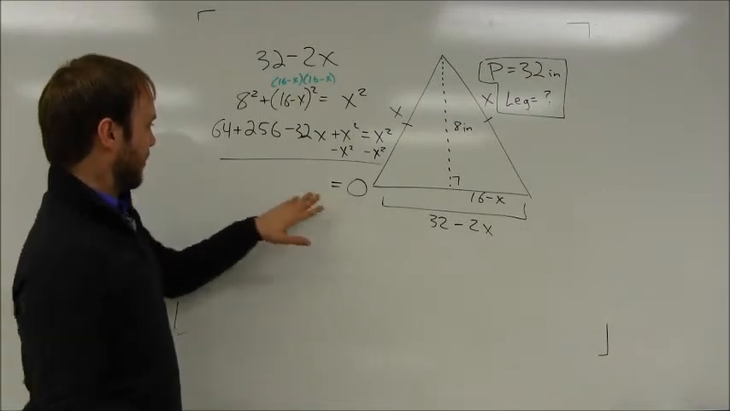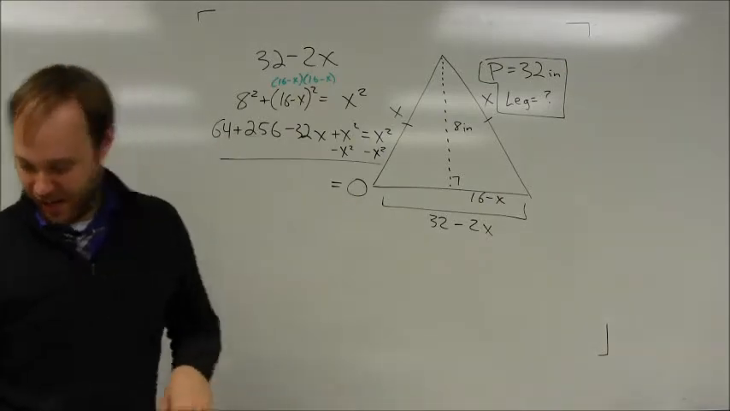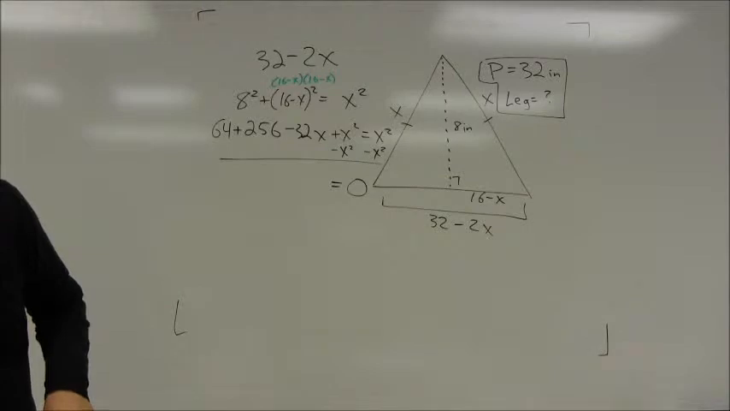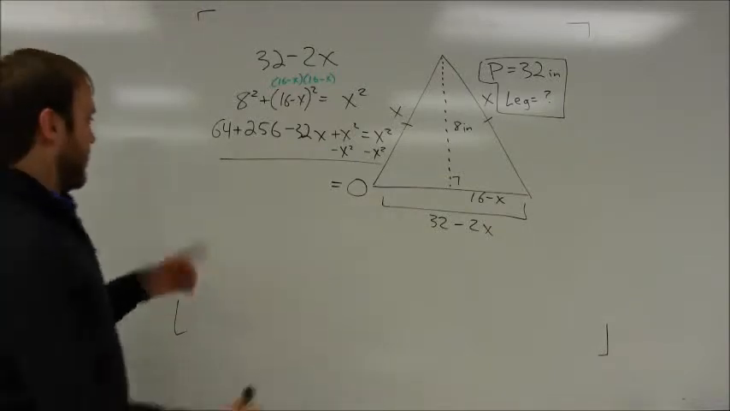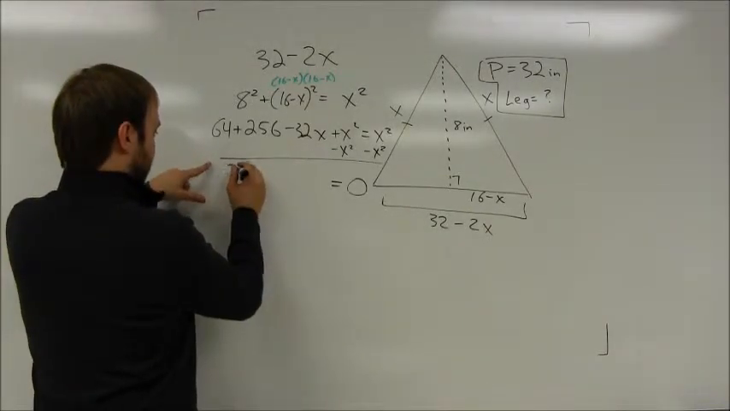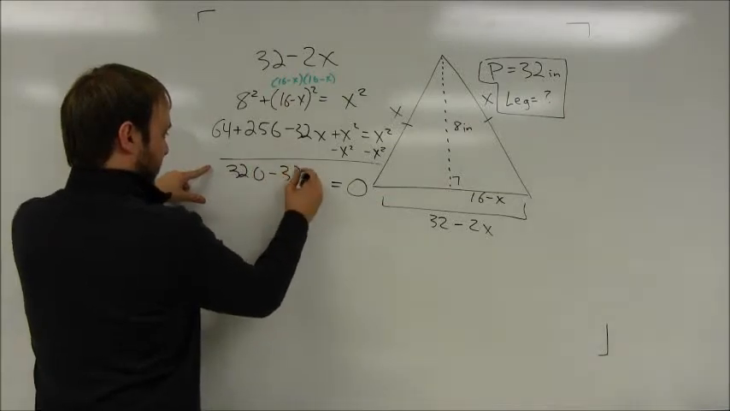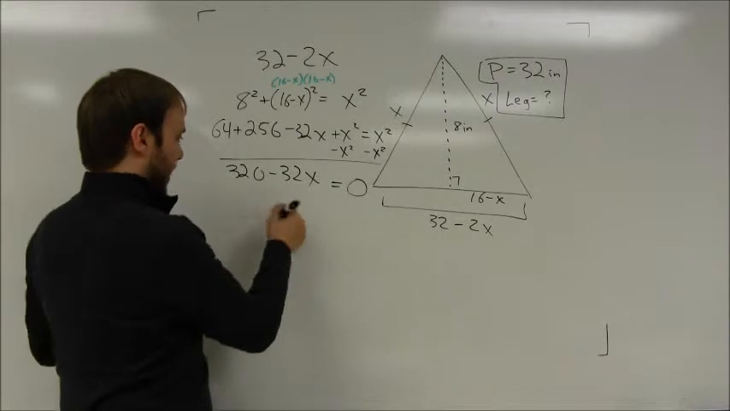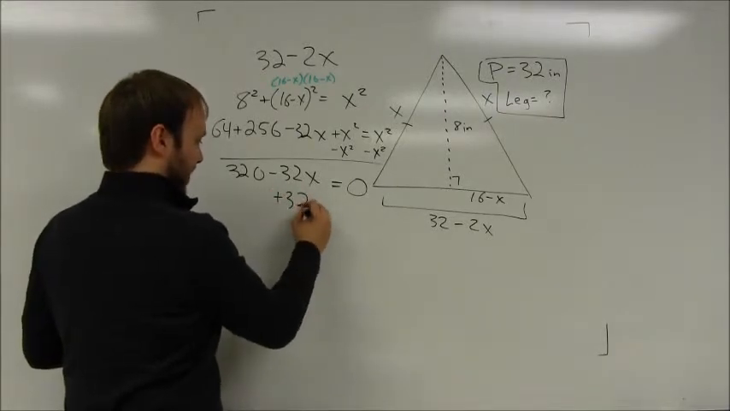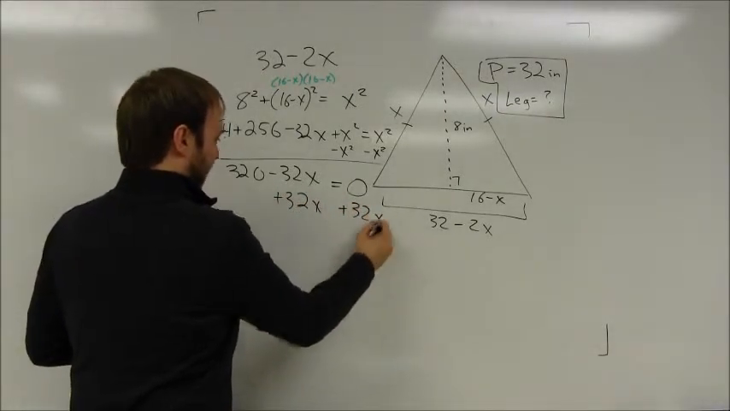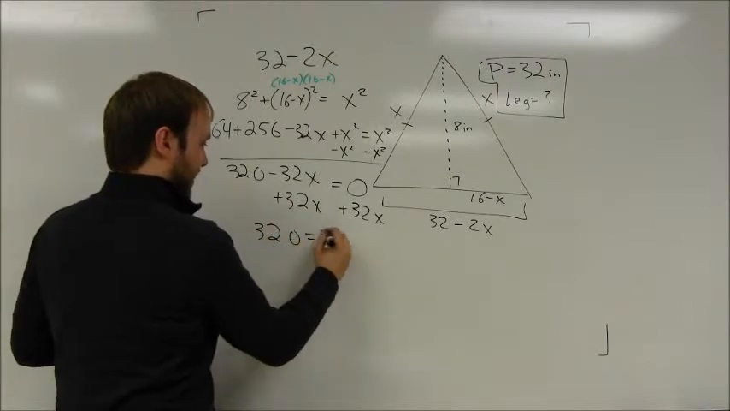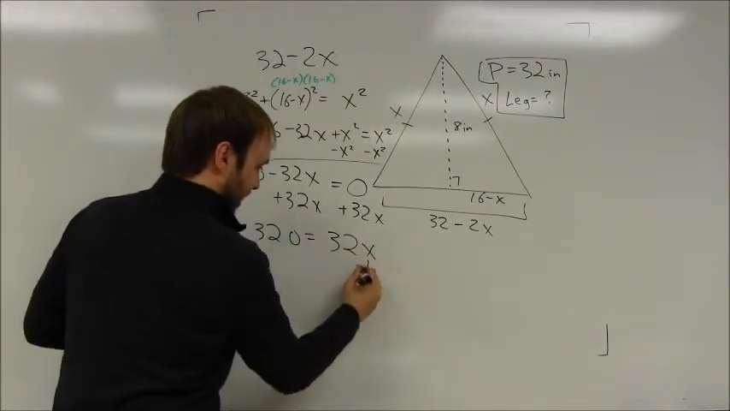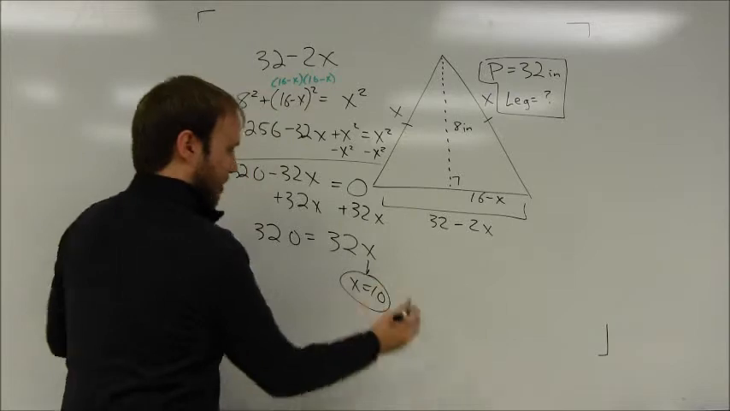Moving my equation over here a little bit, I get 0 is equal to 64 plus 256, which adds up to 320, so I have 320 minus 32x. I think I like these numbers here. I can add 32x to both sides, and I'm going to find out that 320 is equal to 32x. What does it tell me? It tells me that x is going to be 10.